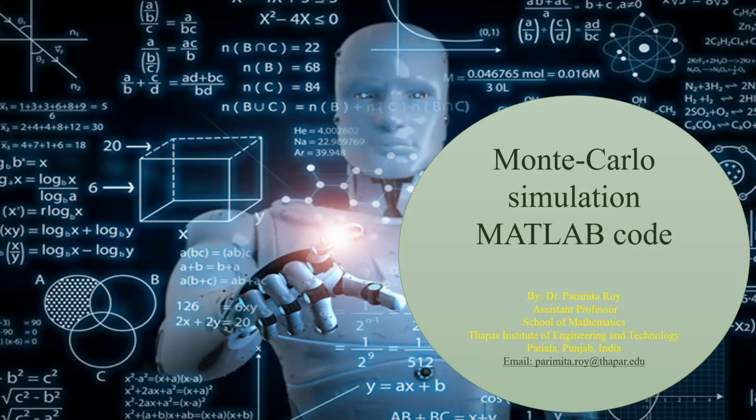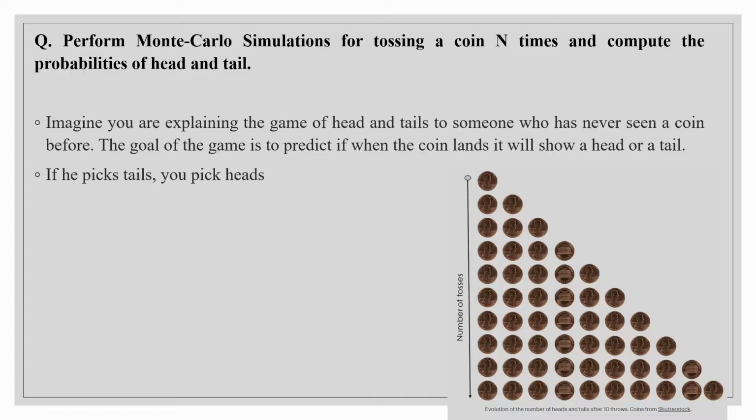Hello everyone. In this tutorial we will write MATLAB code for simple Monte Carlo simulation. So let's begin. This is our first question: we need to perform Monte Carlo simulation for tossing a coin n times and compute the probabilities of head and tail.